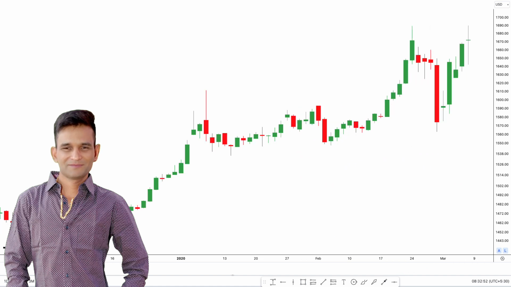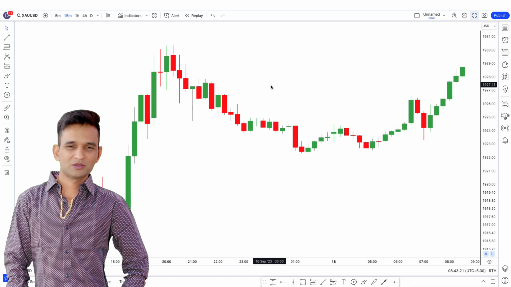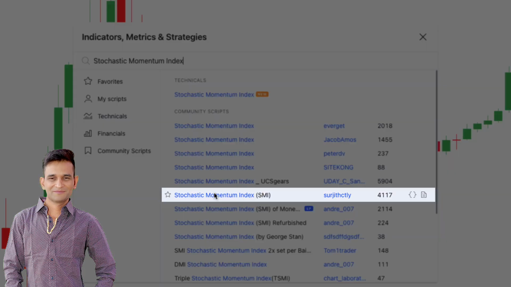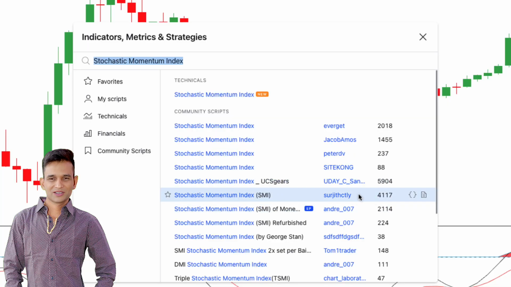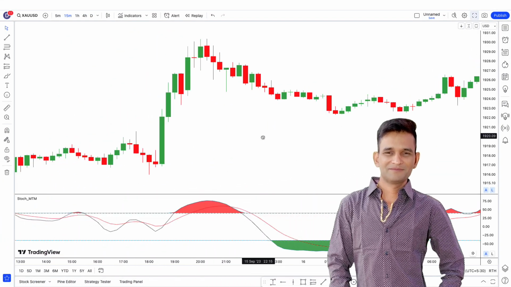Let's dive right in. To begin, let's add the Stochastic Momentum Index to our TradingView chart. Simply navigate to the Indicator Search tab and type in Stochastic Momentum Index. Select the one created by FxAccurateUS. Once added, you'll notice a dark line on the chart.